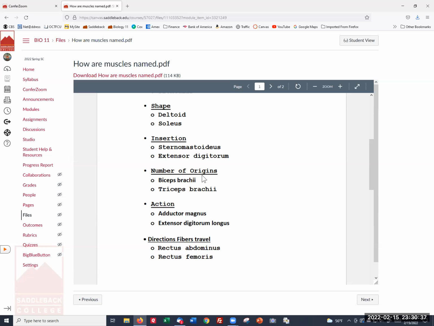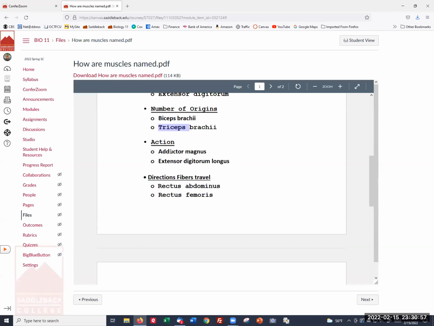Number of origins. The biceps brachii, which flexes your lower arm, upper arm together. The biceps have two heads of origin. And the triceps, of course, have three. The action. Adductor magnus. Magnus means big, okay, but no, that's not an action. But adduction is an action where we bring things towards the midline. Adductor magnus. And then the extensor digitorum longus.